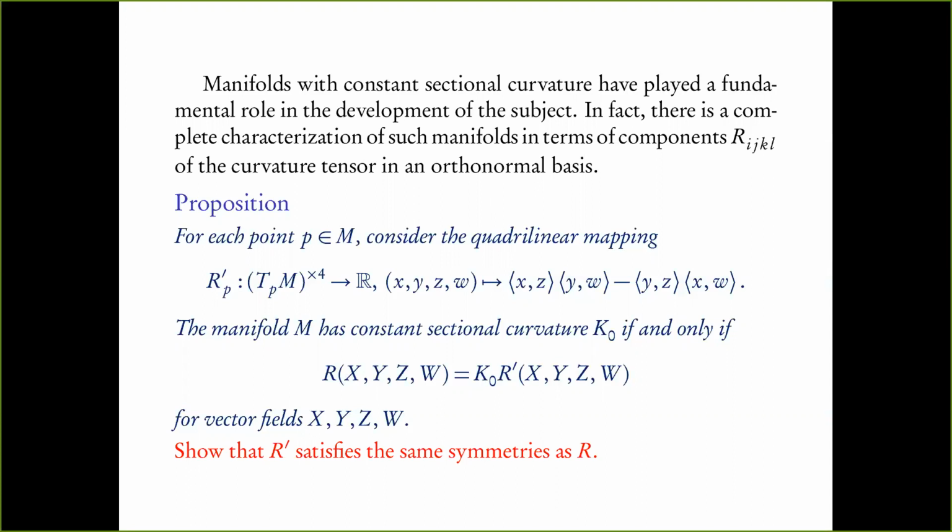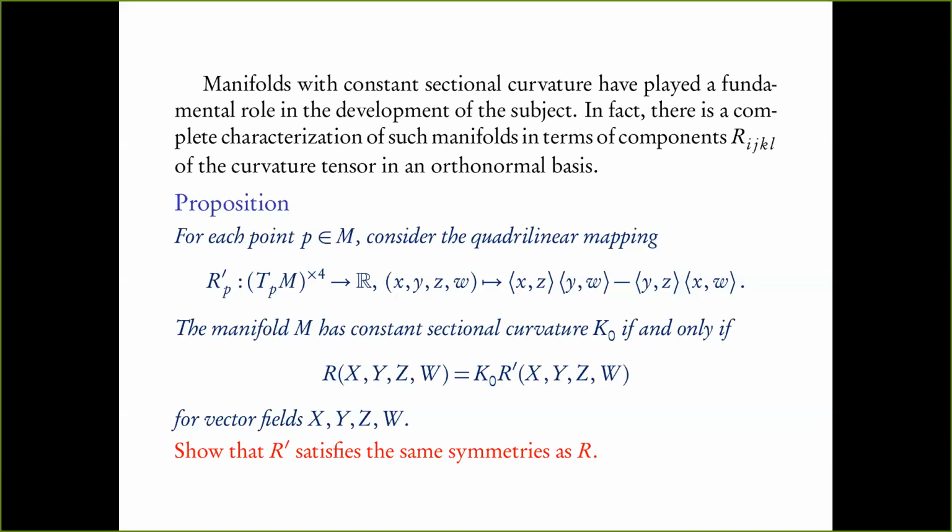So before we move, let me leave you with the job of showing that R prime satisfies the same symmetries as R, meaning that if I switch X and Y, this R prime changes sign. If I switch Z and W, it changes sign. If I swap ZW as a pair with XY, there is no sign change, and it satisfies the Bianchi identity, meaning if I fix W, cyclically permute XYZ, it adds up to 0. In this case, you just have to write it down. It's evident that the Bianchi identity is true because the terms will cancel pairwise.